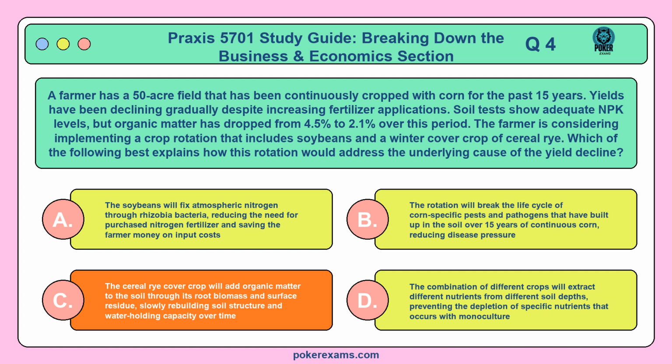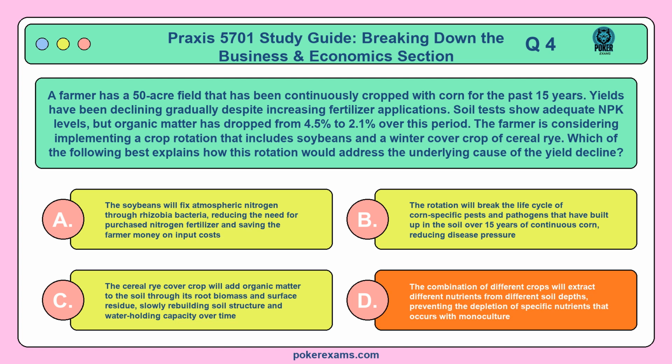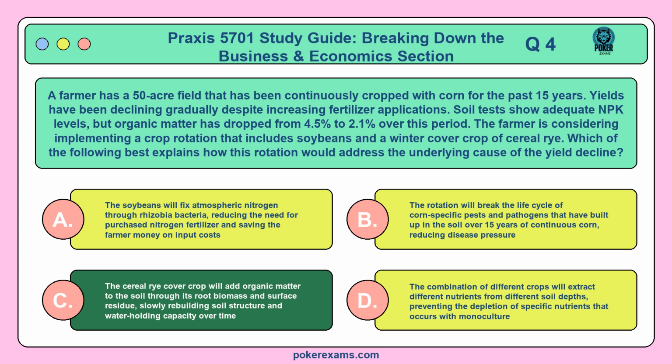C. The cereal rye cover crop will add organic matter to the soil through its root biomass and surface residue, slowly rebuilding soil structure and water-holding capacity over time. Or D. The combination of different crops will extract different nutrients from different soil depths, preventing the depletion of specific nutrients that occurs with monoculture. The correct answer is C.